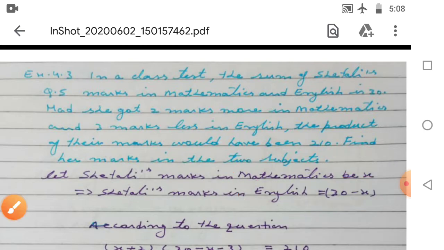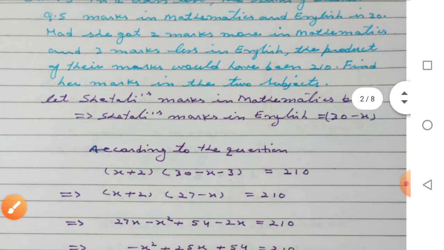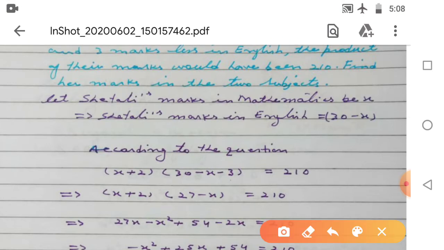Now, in the next case, marks scored in mathematics are 2 more, that is x plus 2, and 3 marks less in English. Initially the marks scored in English were 30 minus x, so 3 marks less means 30 minus x minus 3. So, (x plus 2) into (30 minus x minus 3) is equal to 210. This is (x plus 2) into (27 minus x) is equal to 210.